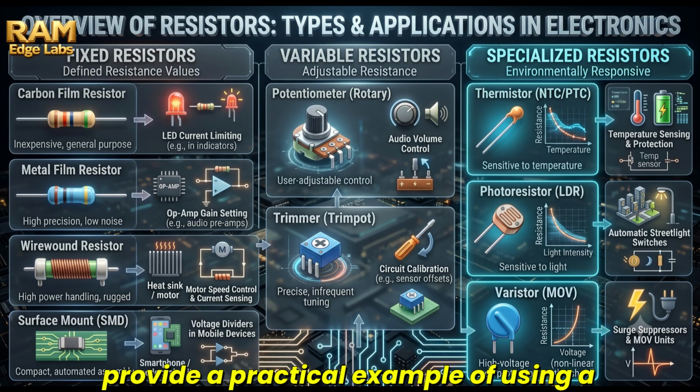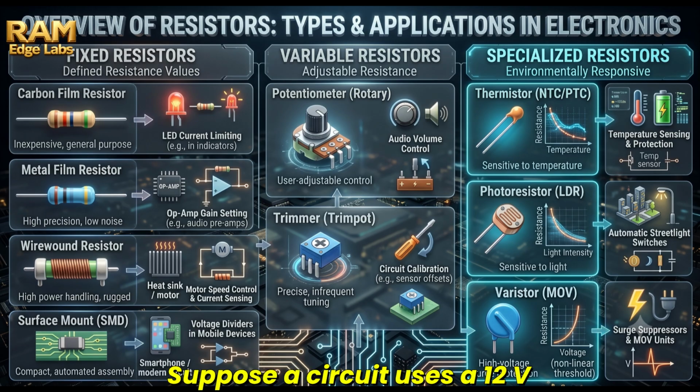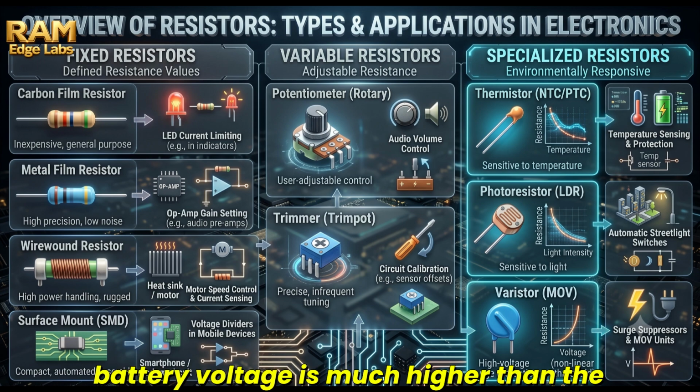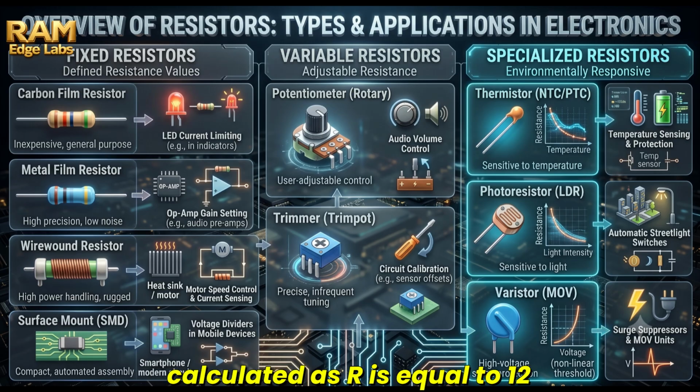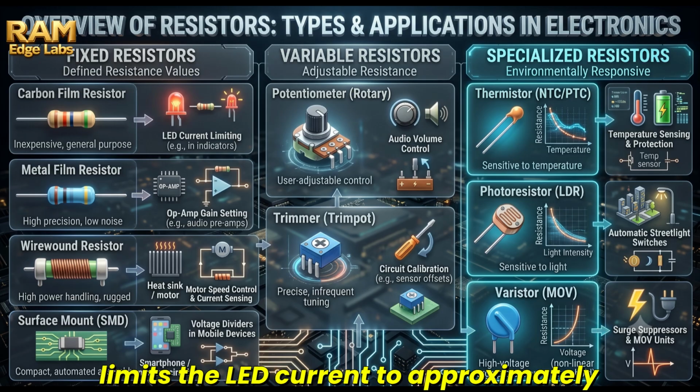The images also provide a practical example of using a resistor to protect an LED. Suppose a circuit uses a 12V battery and an LED that requires 2V and 30 mA, 0.03 A. Since the battery voltage is much higher than the LED voltage, a resistor is needed to safely limit the current. Using Ohm's law, the resistor value is calculated as R is equal to (12V minus 2V) divided by 0.03 A, which is equal to 333 ohms. The nearest standard resistor value is 330 ohms, which safely limits the LED current to approximately 30 mA.